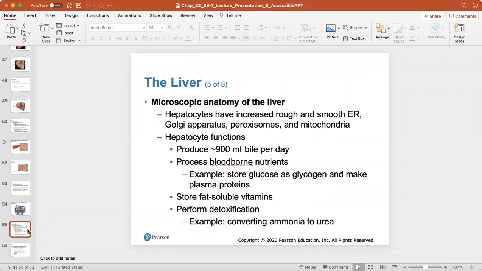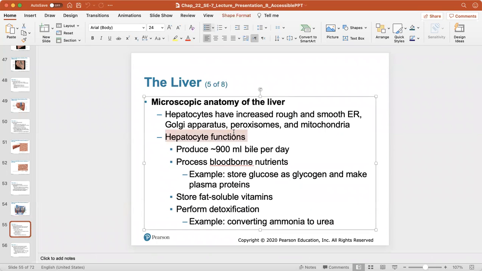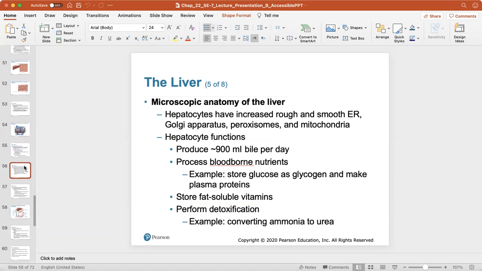The hepatocytes have increased rough and smooth endoplasmic reticulum, Golgi apparatus, peroxisomes, and mitochondria. The big functions of your hepatocytes are to produce bile, process bloodborne nutrients, and also to store glucose as glycogen, store fat-soluble vitamins, and also perform detoxification, such as converting ammonia to urea.